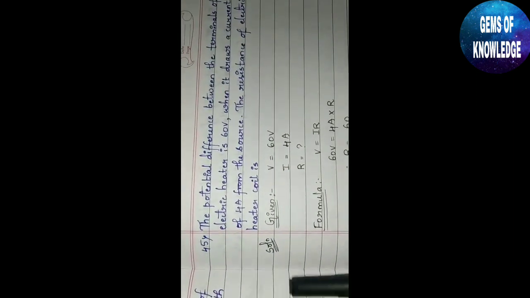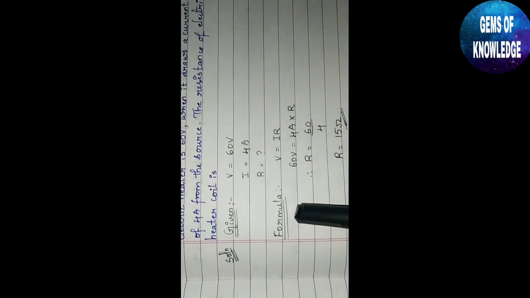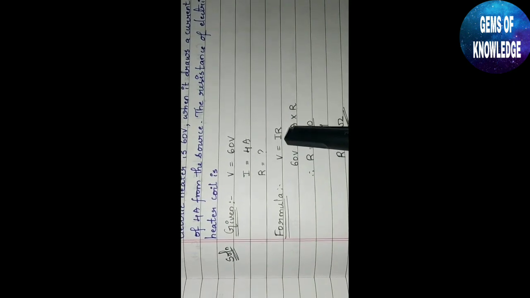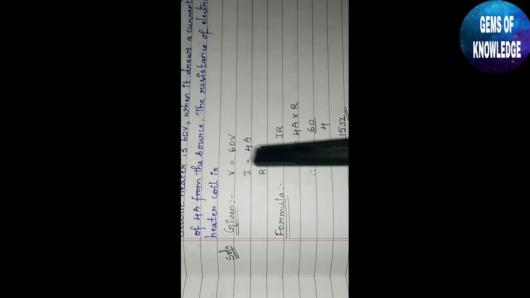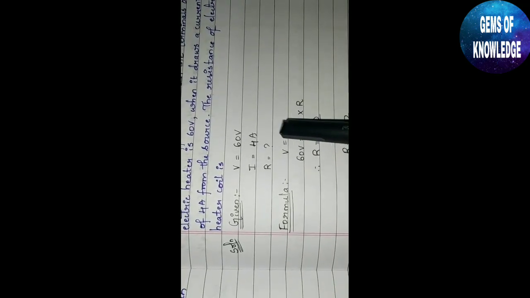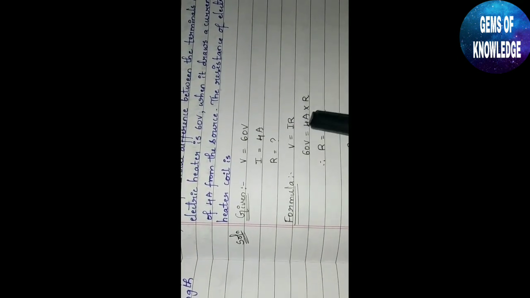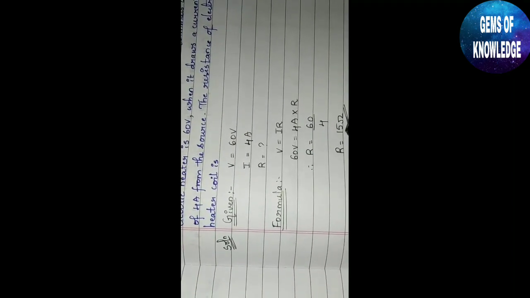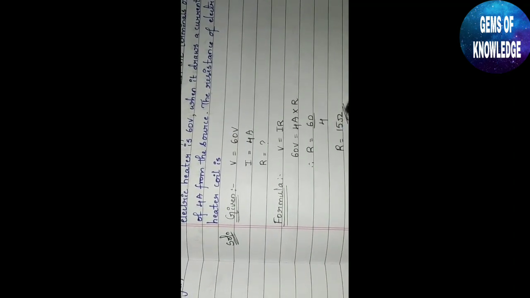So here the formula used is Ohm's law. You can see here V equals IR. The value of V is 60 volt. We have substituted the I value, and this is R. So R equals, when the 4 A comes to this side, it becomes divided by. So 60 by 4, we are getting the answer as 15 ohms. This is nothing but the resistance of the electric heater coil. Okay, next, moving to the sixth question.